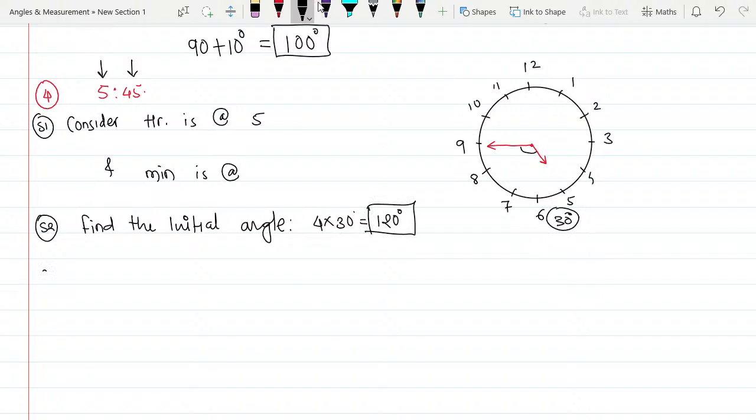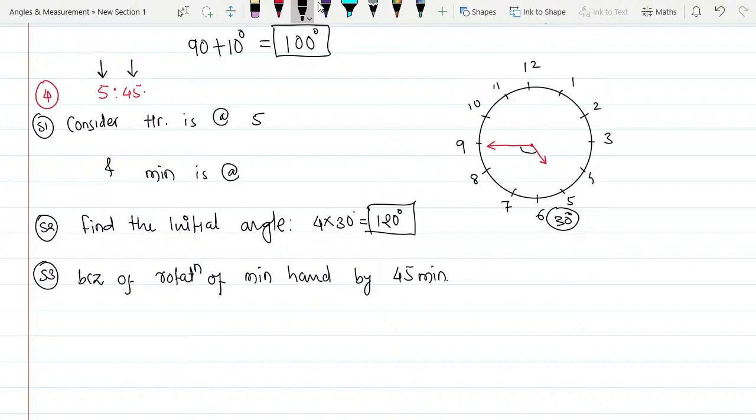Now third step is what? Because of rotation of minute hand by how much? 45 minutes. हा 45 मिनिट समोर आल्यामुळे this hour hand will move in this direction. Yes or no? In this direction.